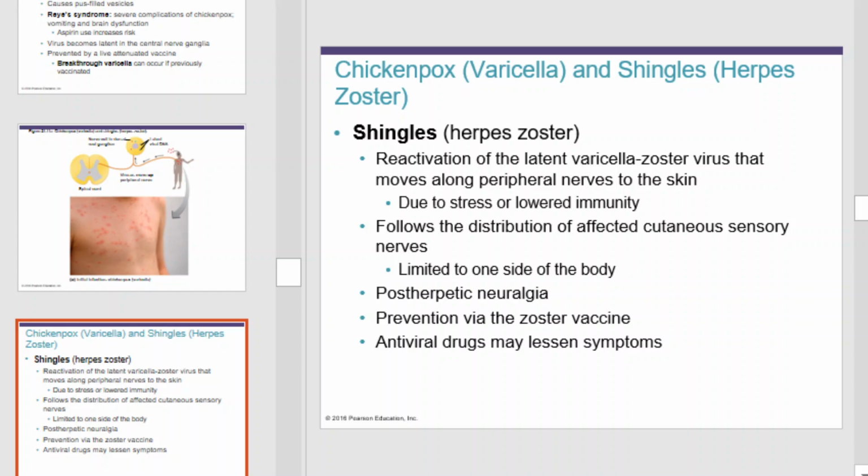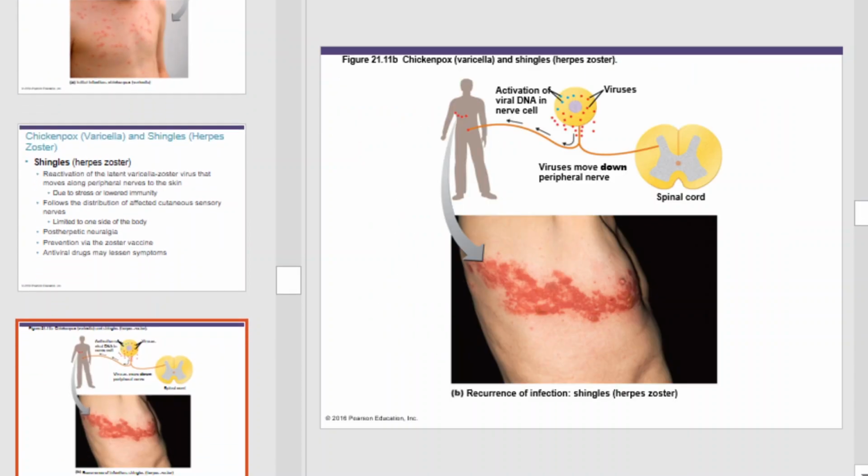The best way to avoid shingles is through the varicella-zoster vaccine. Antiviral drugs may also lessen the symptoms of shingles. This is what shingles looks like.